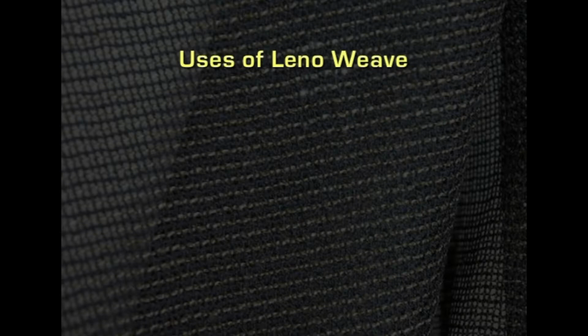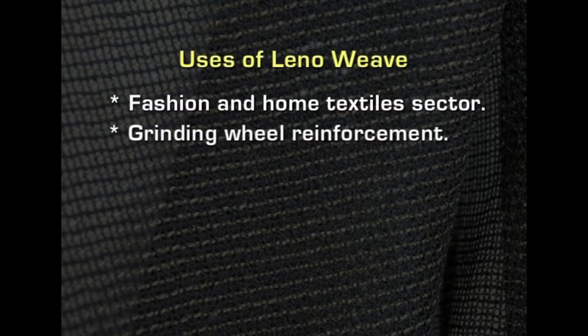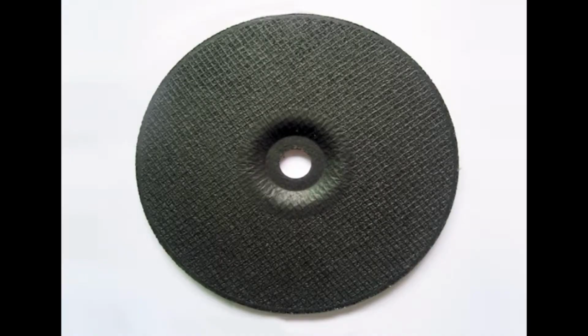Now, what could be the uses of such kind of Leno fabrics? Where are they used? They are used in fashion and home textile sector. They are used in grinding wheel reinforcement. What does it mean? A regular Leno fabric is coated with resin. So, it is baked later to form a composite material. Now, this composite baked Leno fabric is used on a grinding wheel. Grinding wheels, when they are made with this composite material, have excellent heat resistance and they also have strong structural strength.